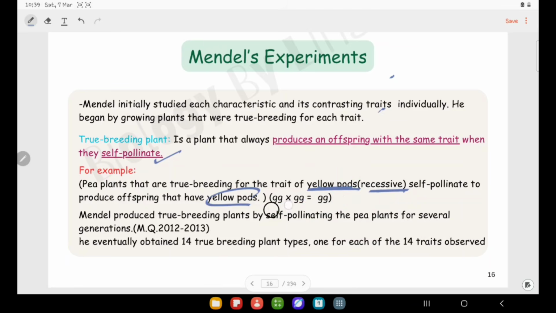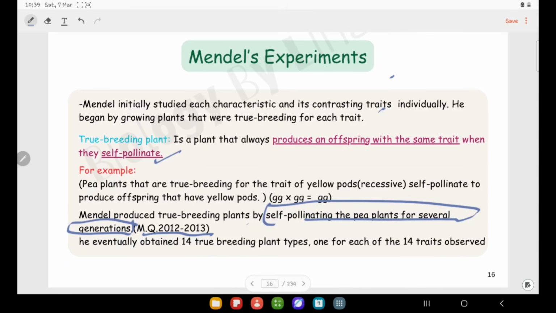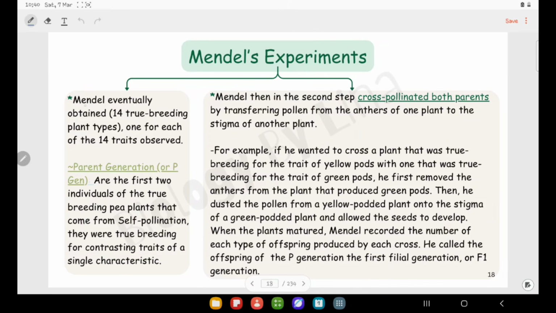And how does it happen? By self-pollination. For example, we have a question here. Mendel produced true breeding plants. How? By self-pollination of the pea plant for several generations. He finally obtained how many true breeding types? He got 14 true breeding plant types, one for each of the traits he observed. As we said before, 14 true breeding plant types for all the traits that he studied, one for each trait.